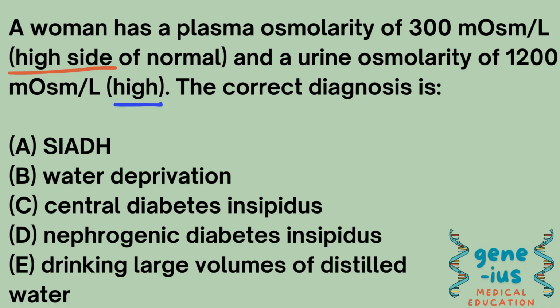Now let's go back to our question. I look at these answer choices and I immediately know I'm dealing with an osmolarity question. So the first thing I want to do is look at the serum osmolarity. I'm going to use orange to denote that. And then I want to look at the urine osmolarity, and I'm going to use blue for urine.